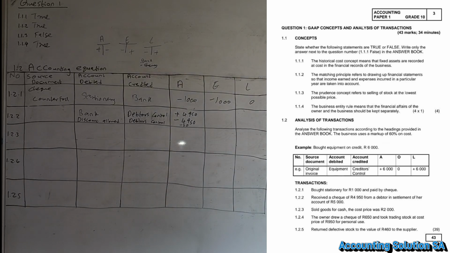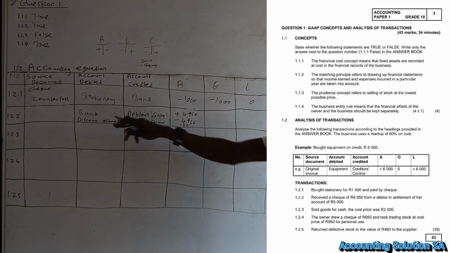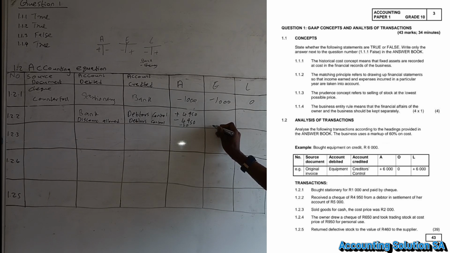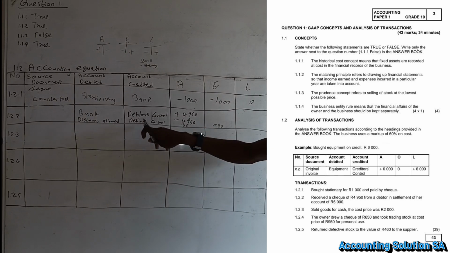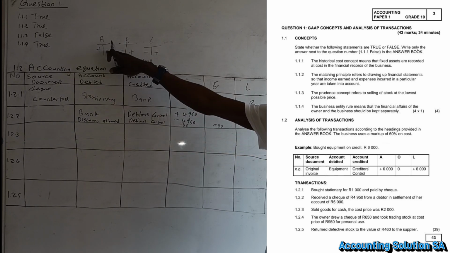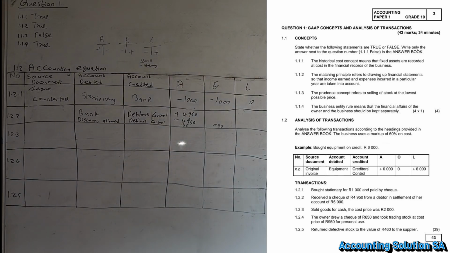Okay, and also under equity, discount allowed is an expense, it's going to be a minus 50 rand expense recorded on the debit side. Discount allowed, debtors control is an asset on the credit side. Very simple. This one is going to be unchanged. Okay, and the following one, 1.3, they said goods sold for cash, the cost price was 2000.